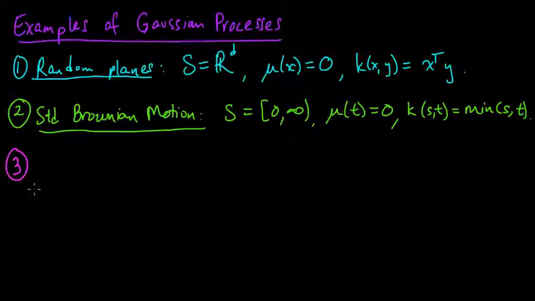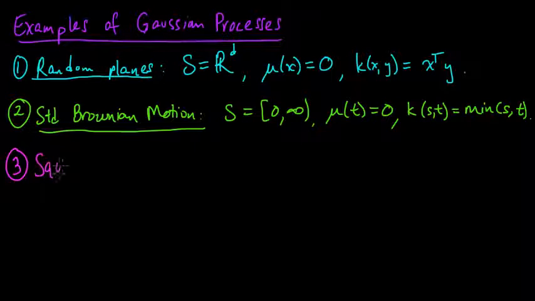So what else do we have? Let's see. Oh, and maybe I should mention, Brownian motion is defined by this mean and covariance, and also that it's continuous with probability 1. So just to be clear, that's the definition of Brownian motion: it has this mean and covariance, and it's also continuous with probability 1.